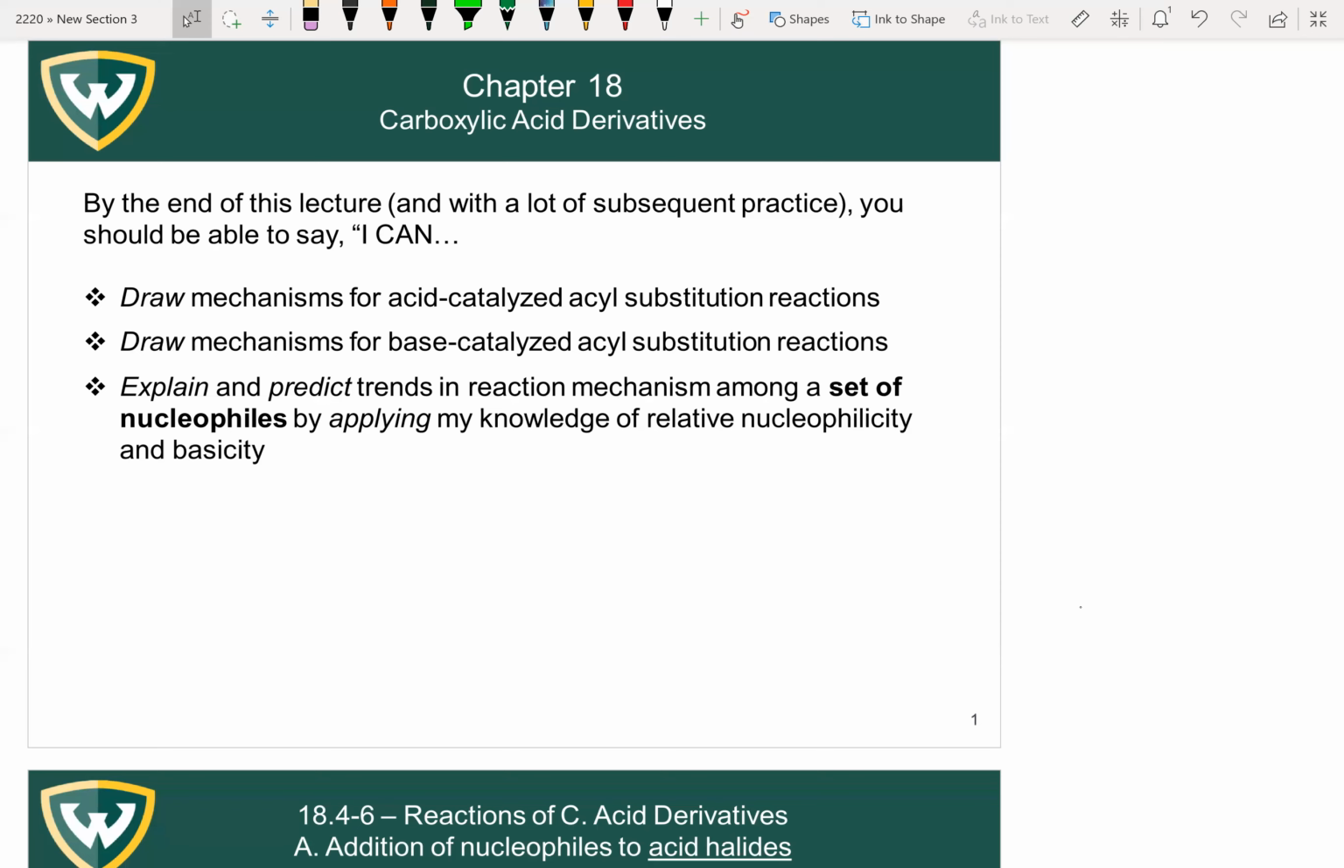And finally, you should be able to explain and predict trends in reaction mechanism among a set of nucleophiles by applying knowledge of relative nucleophilicity and basicity. What does this even mean? Well, these substitution reactions overall are an interplay between nucleophile strength and electrophilicity of the carbonyl derivative.